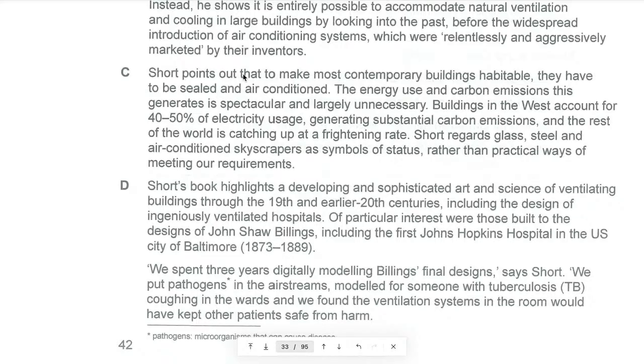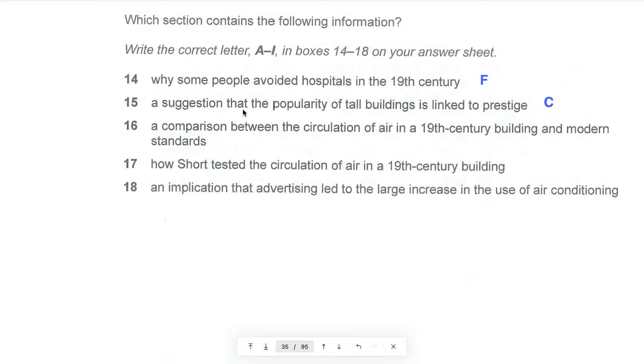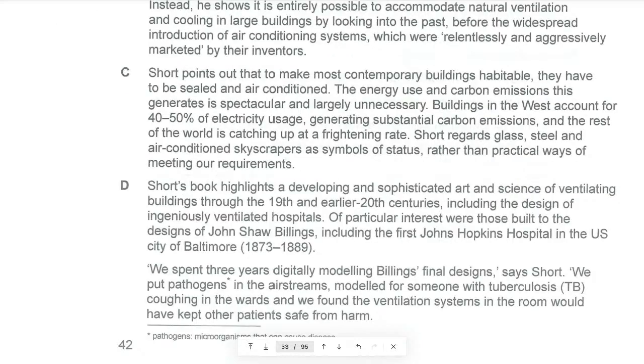So Short points out that, okay, let's read paragraph C, section C again and try to understand here. They say that a suggestion that the popularity of tall buildings is linked to prestige. Actually, prestige in this case means status. Okay, prestige means status.